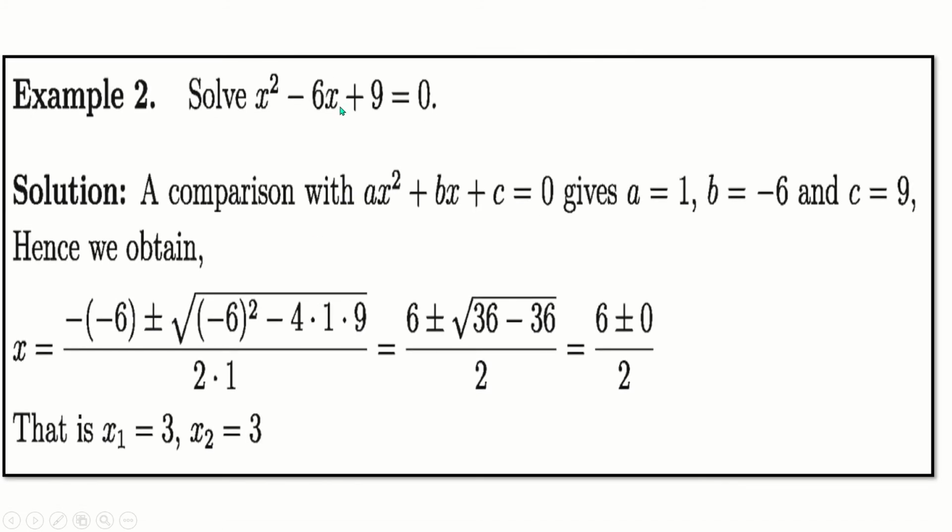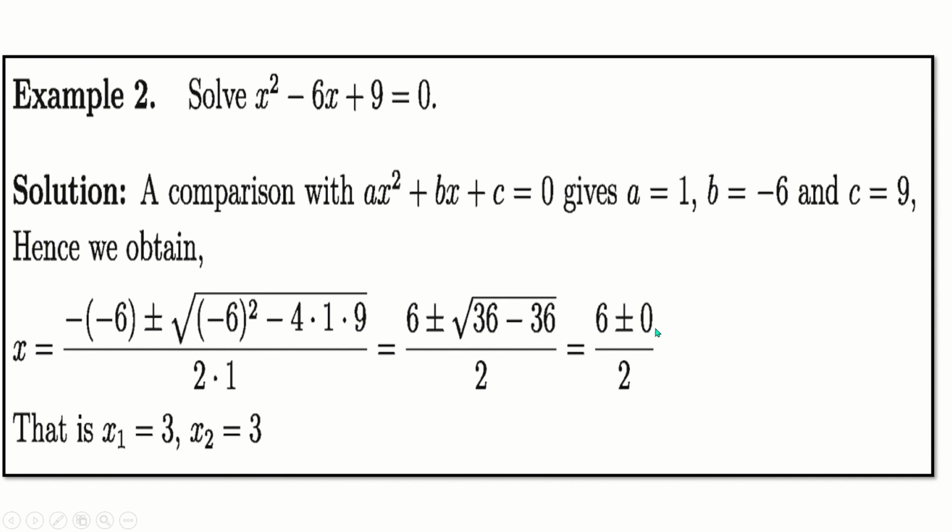x² − 6x + 9. Comparing with this equation, here a is equal to 1, b is equal to −6 and c is equal to 9. Hence we obtain x = −b, here b is −6, so here will be 6 plus minus square root over b² − 4ac, a is 1, c is 9. This will give 6 plus minus square root over 36 minus 36, 36 minus 36 equals 0.